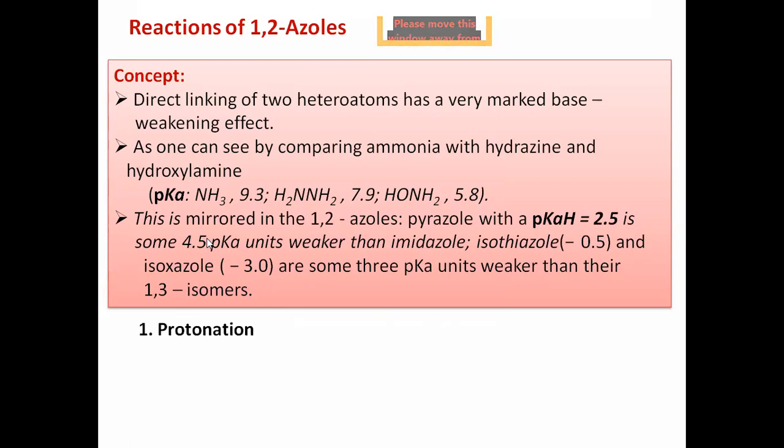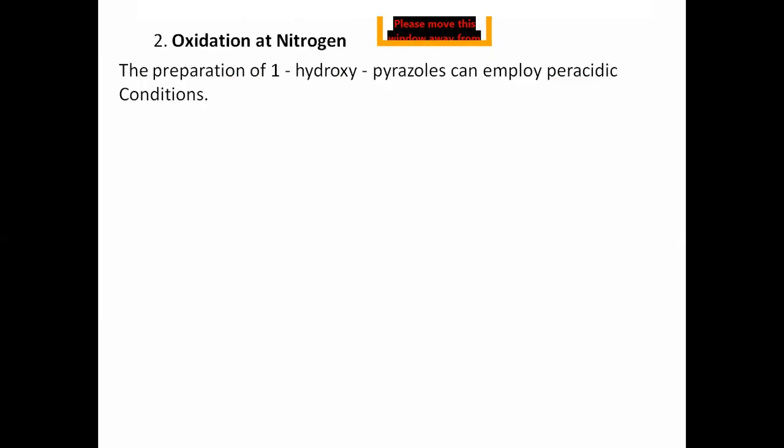Now let us go to the first reaction, protonation. When you add H plus or HCl to pyrazole, the nitrogen will take that H plus ion and it will form like this, and they undergo resonance. So this positive charge is distributed equally on the two nitrogens, which makes the pyrazole more and more stable.